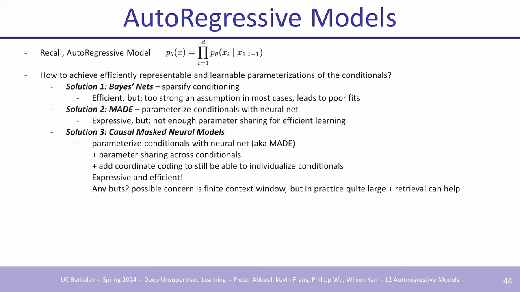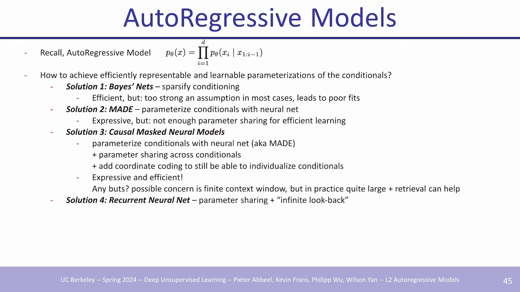There are tricks that allow you to have very large windows these days. There is flash attention, ring attention, and so forth that allow you to get pretty large context. And Wilson will talk about how attention fits into this. Retrieval can help. So in some sense, the concern about finite context is alleviated, because finite is actually very large, and you can do retrieval, so effectively you still get everything. That said, you could still be concerned conceptually that finite context is not what you want.